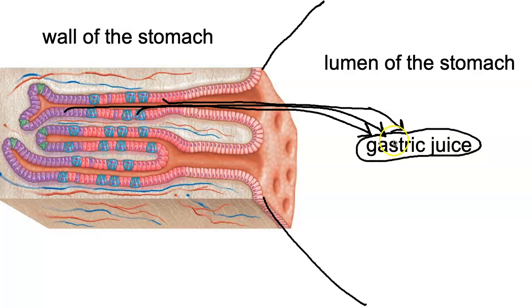The G cells, on the other hand, found at the base of the gastric gland, secrete a hormone. Hormones are secreted into the bloodstream, and so G cells are secreting hormones into the blood vessels of the lamina propria, and that hormone is traveling through the blood to its target tissue. The target tissue of gastrin are the gastric glands. Gastrin stimulates secretion from the gastric glands.